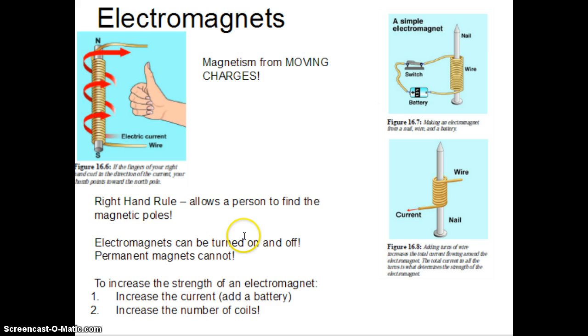Electromagnets can be turned on and off. Permanent magnets cannot. In order to increase the strength of an electromagnet, you can increase the current by adding a battery or increase the number of coils.